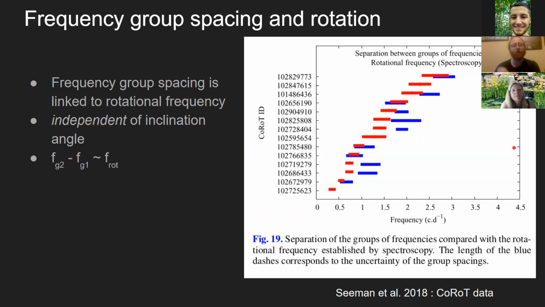So I think it's important to look at the location of these frequency groups and their spacing, because this study using CoRoT data, studying about 18 or so BE stars, found that the group spacing is correlated to the rotational frequency as determined with spectroscopy. So this seems to provide a nice way to measure the rotation frequency of a star independent of inclination angle, which is obviously useful for a lot of reasons.